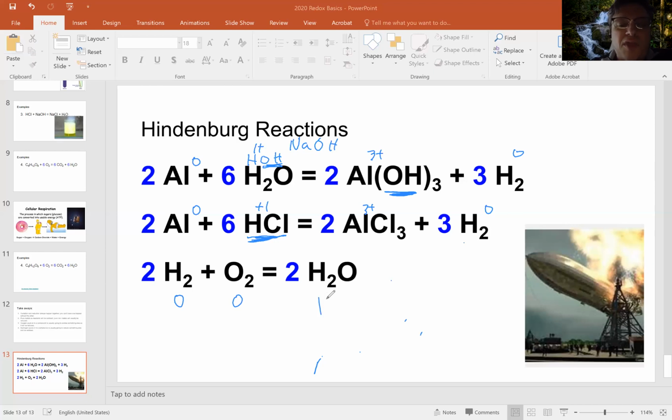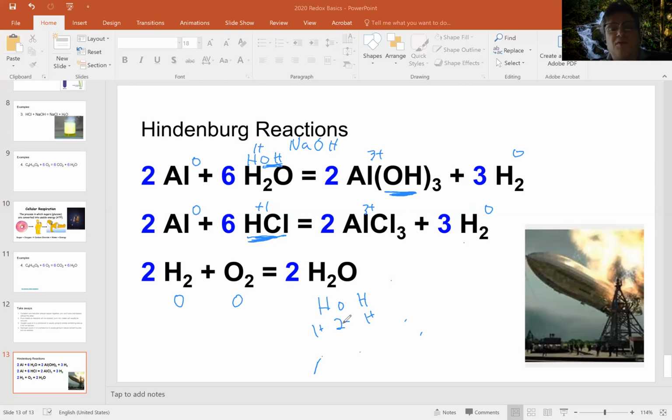And we know that in water, the oxidation numbers are 2- for oxygen and 1+ for the two hydrogens. So that means that hydrogen has gone from 0 to 1+, which means it's been oxidized, and oxygen has gone from 0 to 2-, so it's been reduced.